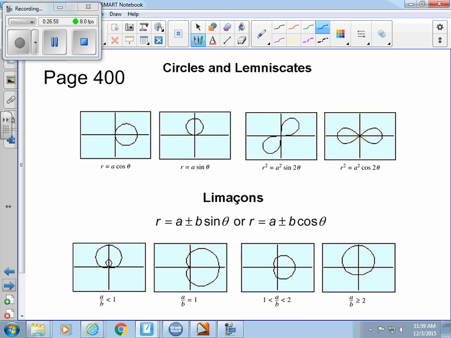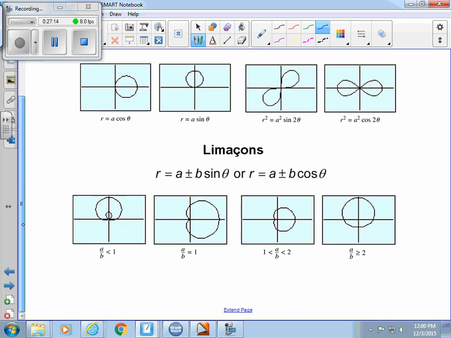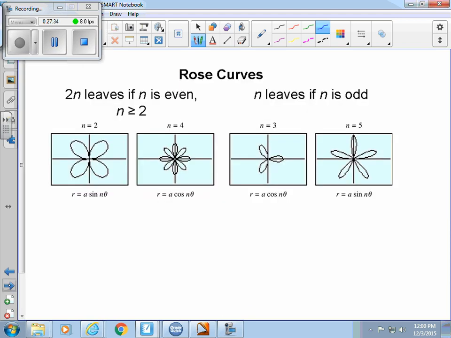You've got circles, a cosine theta, a sine theta that makes a circle. Of course, r equals a number is also a circle at the origin, we found that out yesterday. Lemniscates, we've got the horizontal ones and then the diagonal lemniscates. Limaçons. And then parts of limaçons are also called cardioids. I think your textbook broke it up and this picture didn't. Again, find those on page 400.